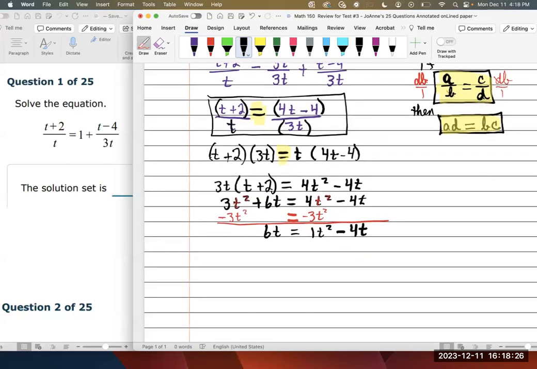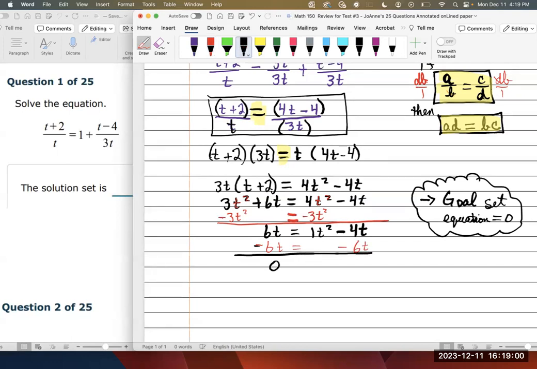Because I have a t in every term, right here at this point, my goal has become to set the equation equal to 0. So right here at this point, that's become my goal. So now I'm going to subtract 6t from both sides. Notice I'm keeping my equal signs lined up. So I now have 0 is the same thing as t squared minus 10t.